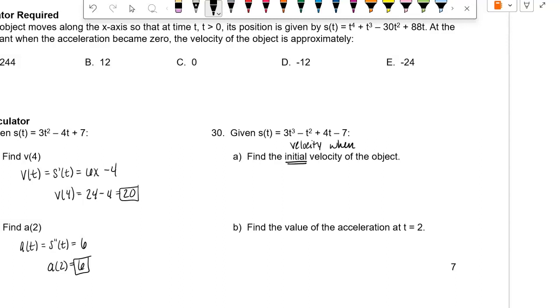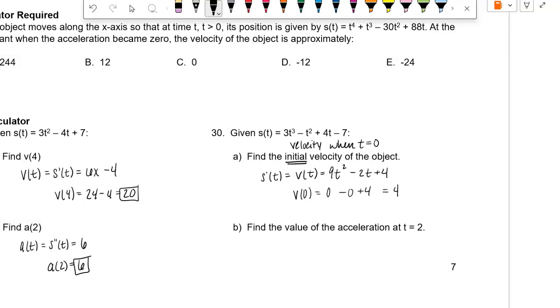So in order to find initial velocity, we're going to have to take the derivative of position. That is velocity. So we're going to use power rule, 3 times 3, 9, t squared minus 2t plus 4. To find the initial velocity, plug in 0 for t. So you get 0 minus 0 plus 4. So the initial velocity is 4 of whatever units they wanted to use.